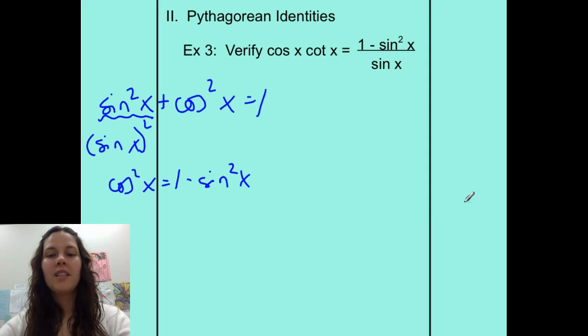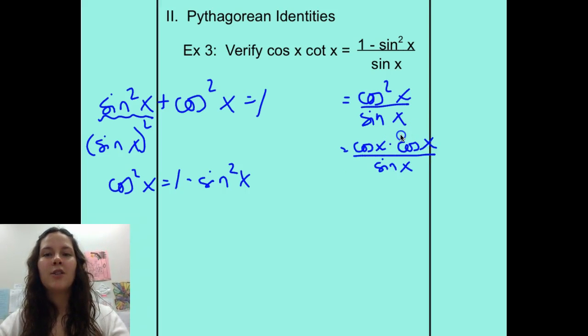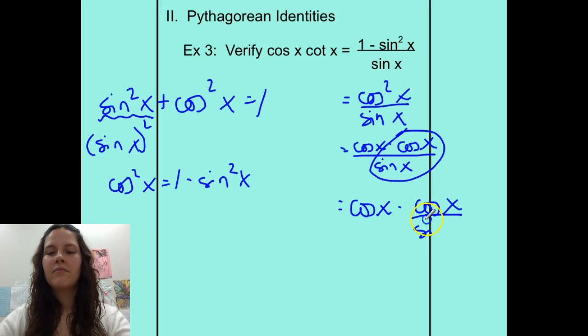cosine squared. So going back to my equation, I'm going to replace my numerator with cosine squared. So we have cosine squared over sine of x. And then what I can do is in the numerator, it's really cosine of x times cosine of x. So what we can do now is split this so only one of the cosines is divided by sine. So we have cosine of x times cosine over sine. And cosine over sine is cotangent. So we have cosine of x times the cotangent of x, which equals our left-hand side.